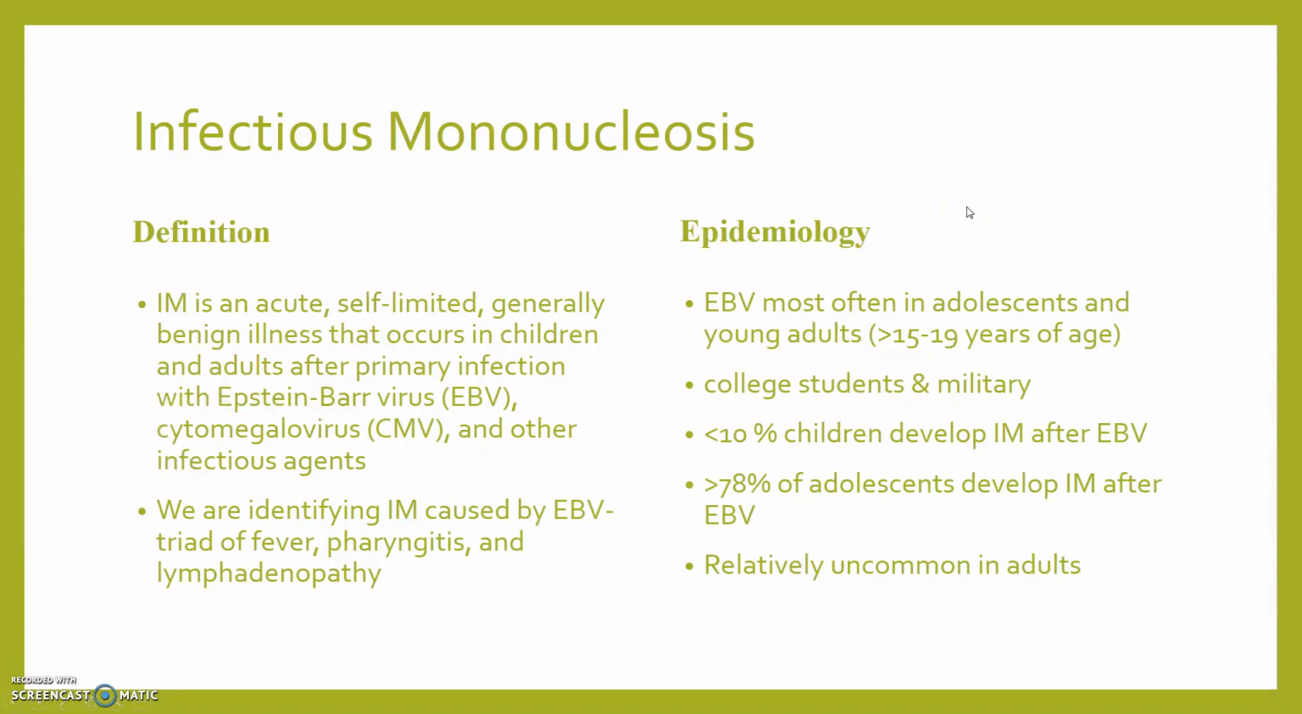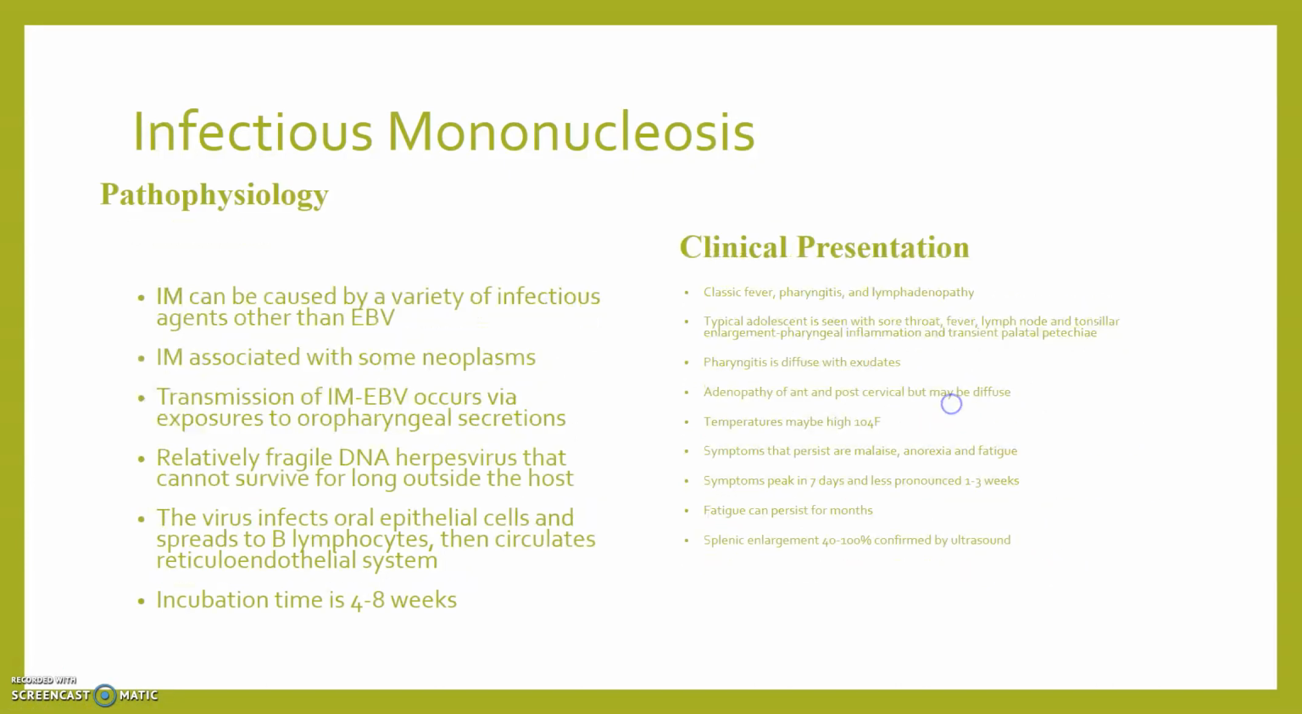Epidemiologically, Epstein-Barr virus is most often diagnosed in adolescents and young adults between the ages of 15 and 19. Very high percentage from college or military because of the communal living. Less than 10% of children develop infectious mono after Epstein-Barr virus, but greater than 78% of adolescents develop infectious mono after Epstein-Barr virus. And it's relatively uncommon in adults. We don't really fully understand the epidemiology of this.